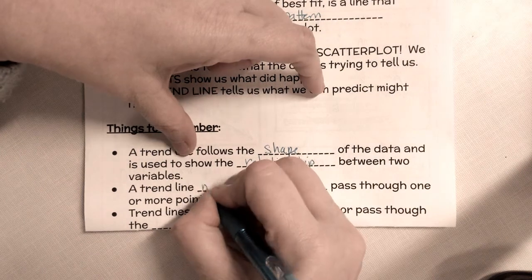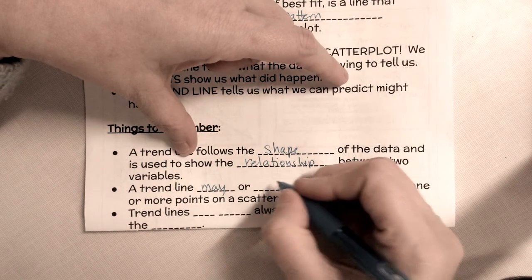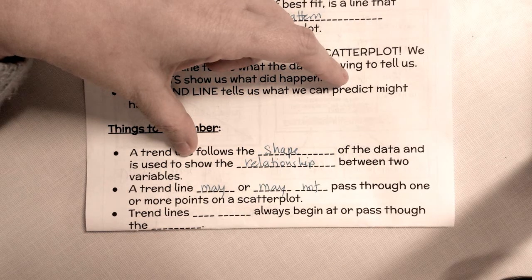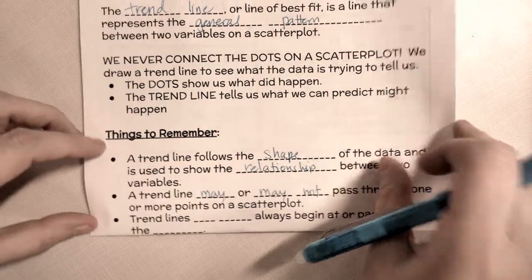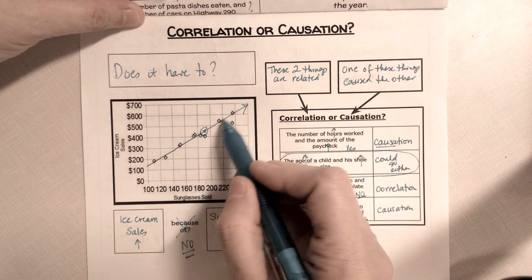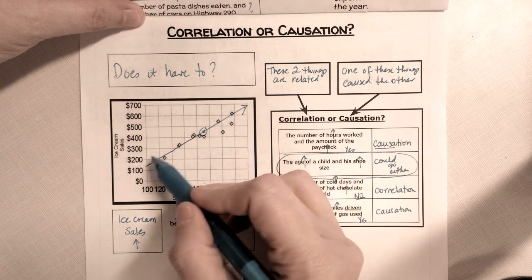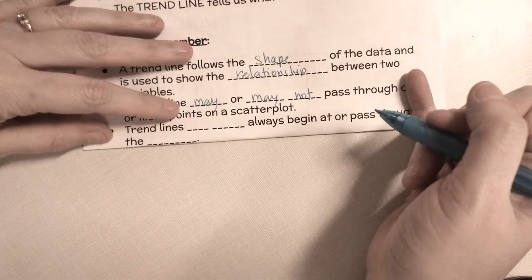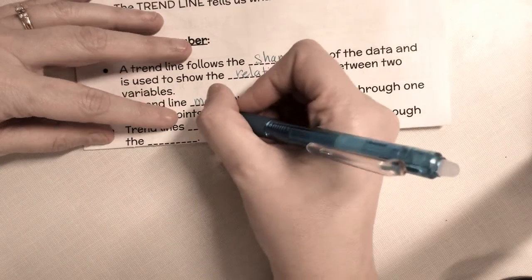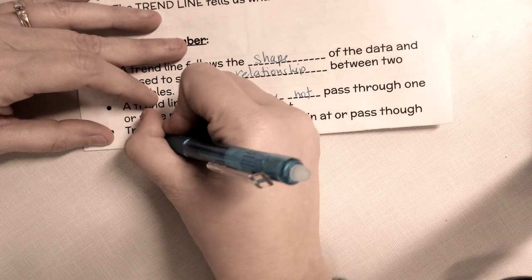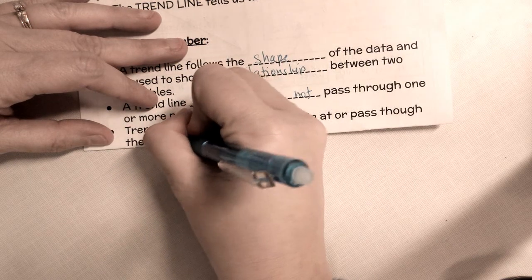A trend line may or may not pass through one or more points on a scatter plot. So like I said, when we looked at this one I drew here, it passed through some of these points, but there were a whole bunch of points it did not pass through. Okay? So it may pass through a point, it may not pass through a point. And another really important one to say is trend lines do not always begin or pass through the origin.